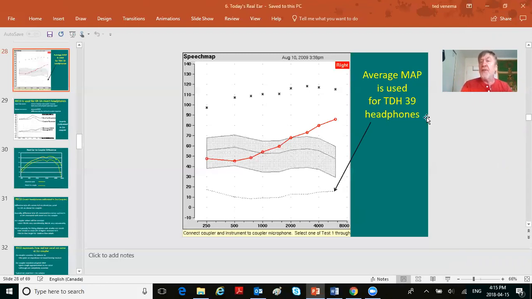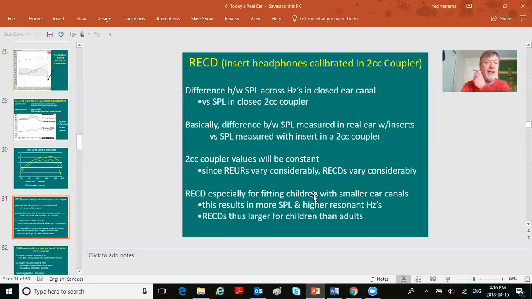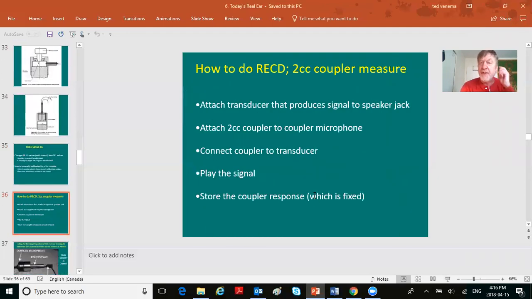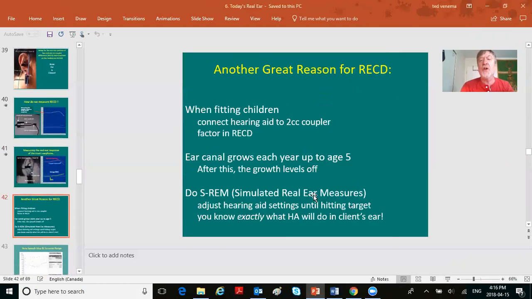Anyway, the topic I brought up today is that MAP is used to change average thresholds in dBHL that were used with circumaural headphones into dBSPL thresholds, and real ear to coupler difference is used to change thresholds measured by insert headphones in dBHL into dBSPL. So one uses MAP, the other uses real ear to coupler difference. That's what I'm trying to tell you. Okay, enough on that.